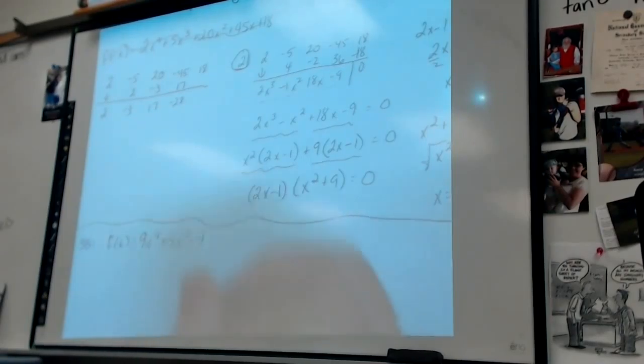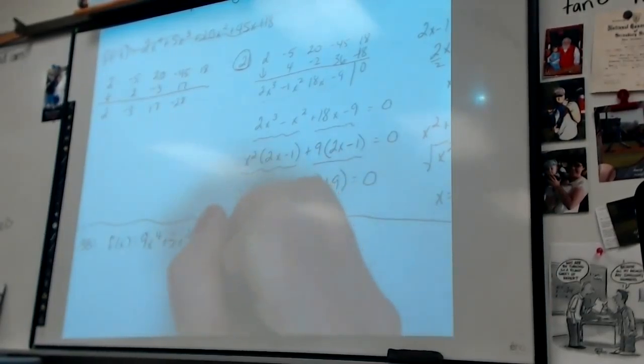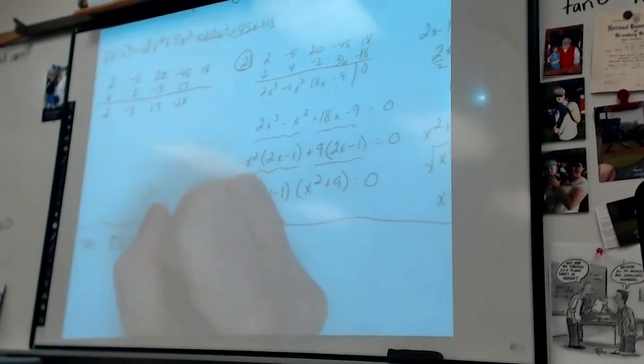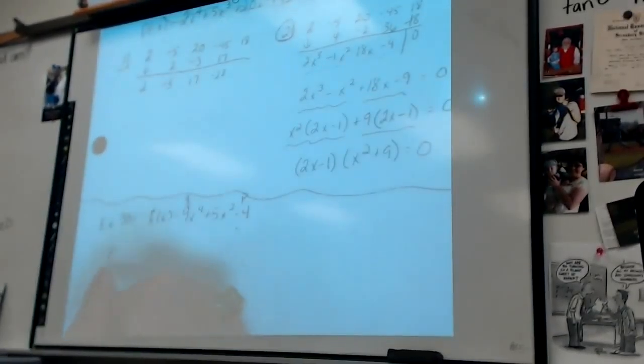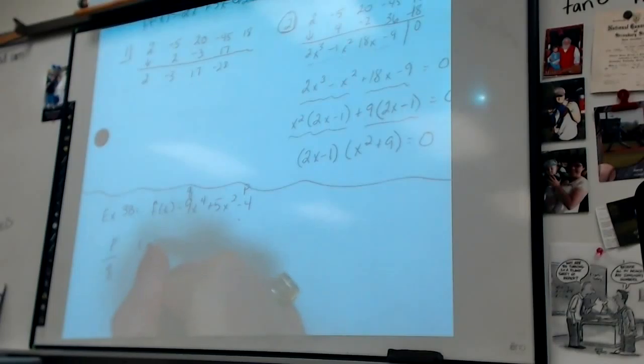Okay. What's P? And what's Q? And you don't have to worry about the negative or the positive because it's all going to be positive or negative anyway. So P over Q. What's my factors of 4? 1, 2, and 4. And what's my factors of 9?